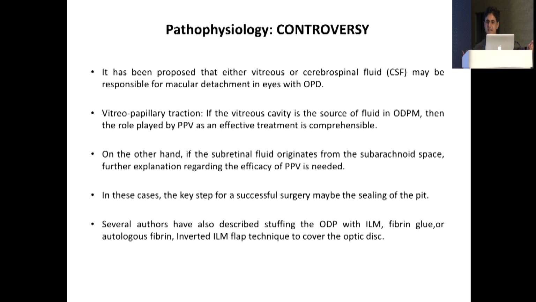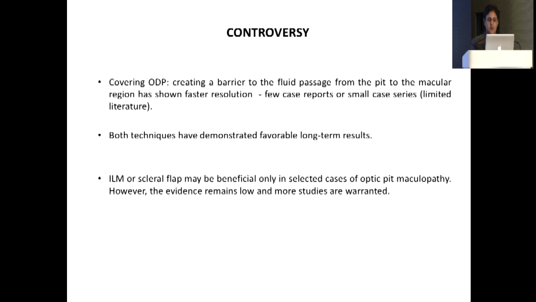As I said initially also, the pit is now like a dumping space. You can put a lot of things into it. You can put the ILM. Some of the reports are there of putting amniotic membrane or fibrin glue or an inverted ILM technique. So these are all the techniques. Again, the controversy is whether this is necessary or not. Both the techniques have demonstrated favorable long-term results. So I feel that PPV should be the first line of treatment, and if it does not succeed, then probably we can go ahead for a surgery like ILM peeling with ILM plugging of the optic disc pit.